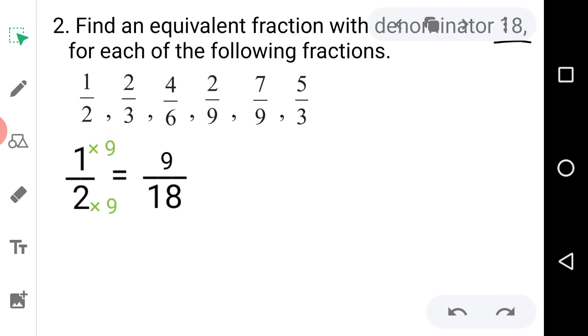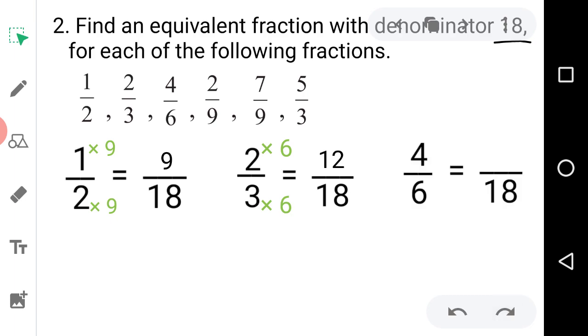Now see the second one, 2 upon 3. Again it is already given that the denominator is 18. Here we have to just find the numerator. So first we see the relation between 3 and 18. How do we get 18 from 3? By multiplying. If we multiply 3 by 6, we get 18. 3 6s are 18. So here we need to multiply 2 by 6. 2 6s are 12. So we get the equivalent fraction 12 upon 18 of 2 upon 3.